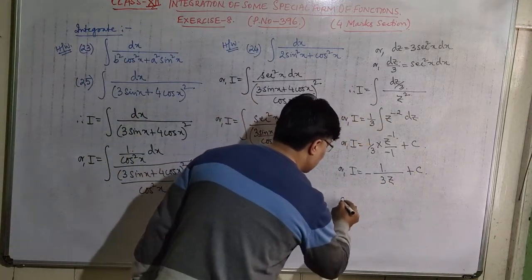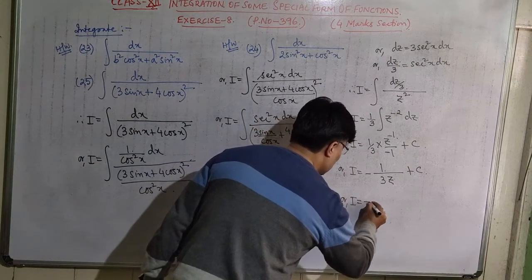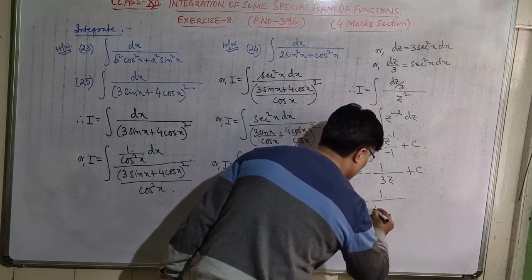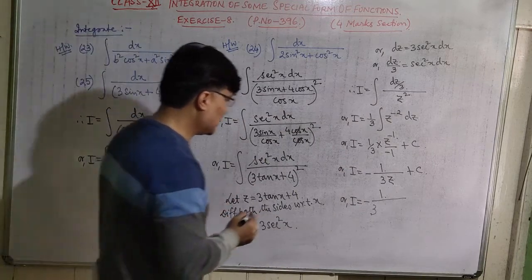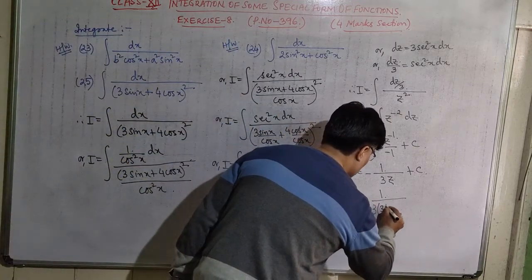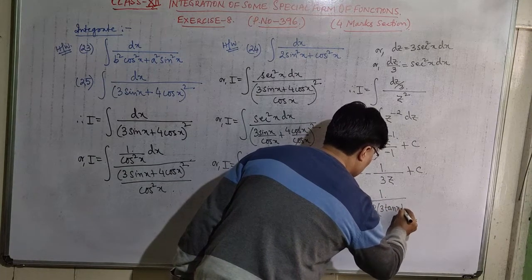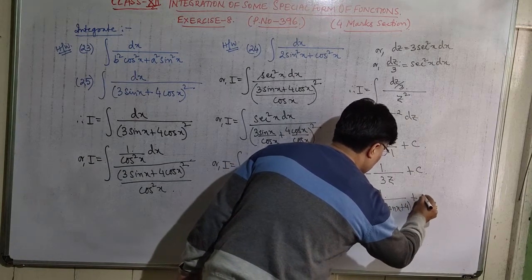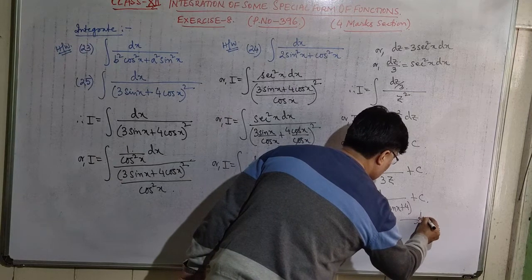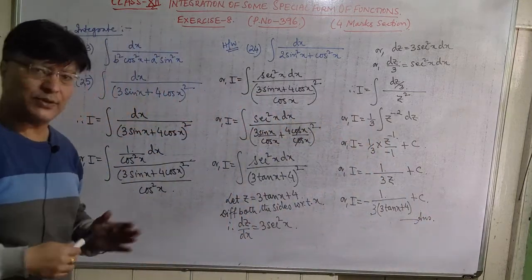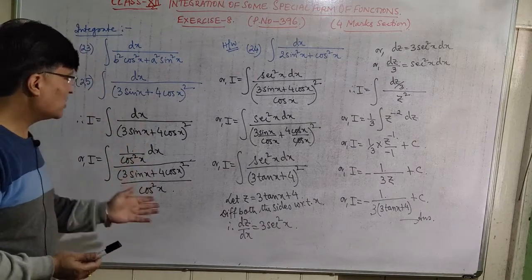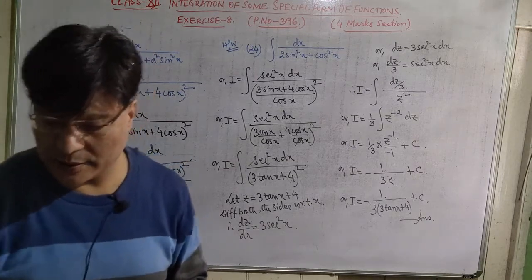So now put the value of z. Or I is equal to minus 1 upon 3 into, what is the value for z? Here the value for z is 3 tan x plus 4. Then you should write plus c. So this is the final answer. So I think you have understood it. So you can copy it. Now we'll do the next question.